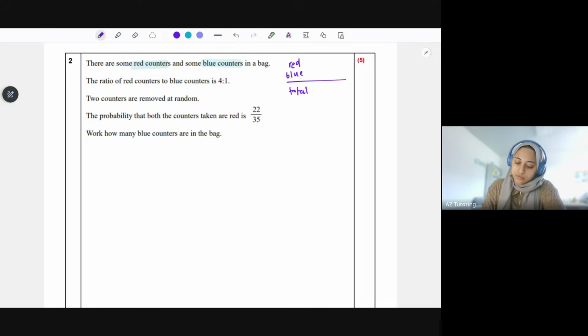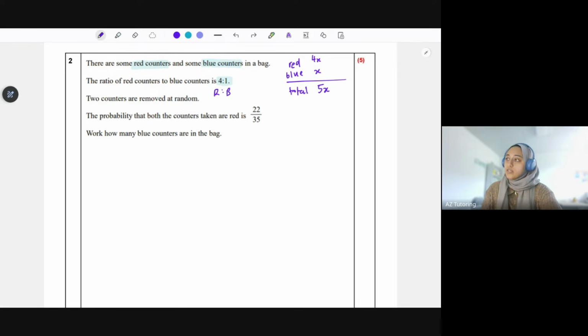So there are only 2 options. We don't know how many red and blue counters there are, but we know the ratio of red to blue. So we know red to blue is 4:1. So what could we do with that information? Well, we could say there's x amount of blue counters, since that's just representing 1. So if there's x amount of blue counters, there's 4 times the amount of red counters as blue. So we could just say 4x. So therefore, we could just say our total is 4x plus x, which is 5x, because we just added these two together. So that's how you evaluate a ratio if you're given a ratio in a probability question.